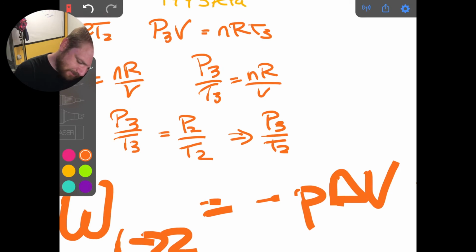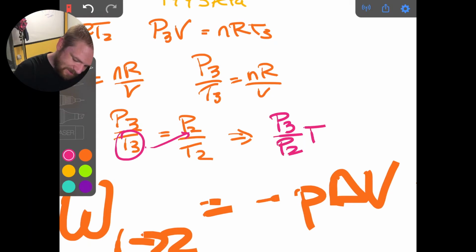Let's try this again. Trying to skip steps here, it never works out well. I got a phone call, which didn't help things at all. So we're looking here for T3. So I'm going to move that up over here, and then I got to invert this other ratio here. So we're going to have P3 over P2 times T2 is equal to T3.